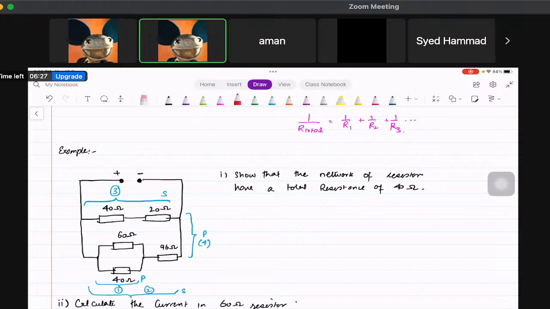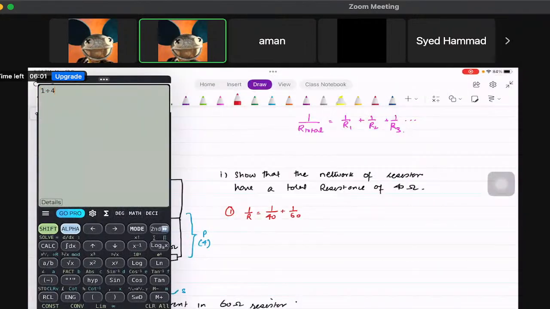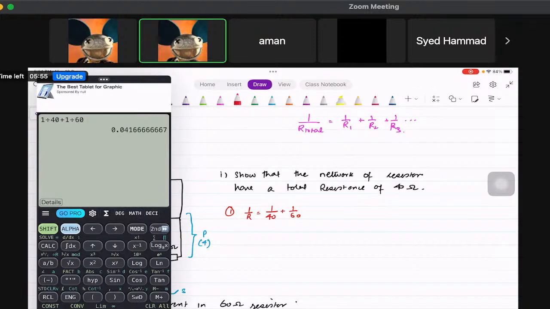The resistance of the parallel part would be, for the first step, 1 upon R equals 1 upon 40 plus 1 upon 60. That's important. In the calculator, you should always remember that there is 1 upon R, which means when solving this you do 1 upon 40 plus 1 upon 60, then 1 upon answer. Why do I do 1 upon answer? Because then I have to take a reciprocal. So it is 24 ohms. That should be the first one.